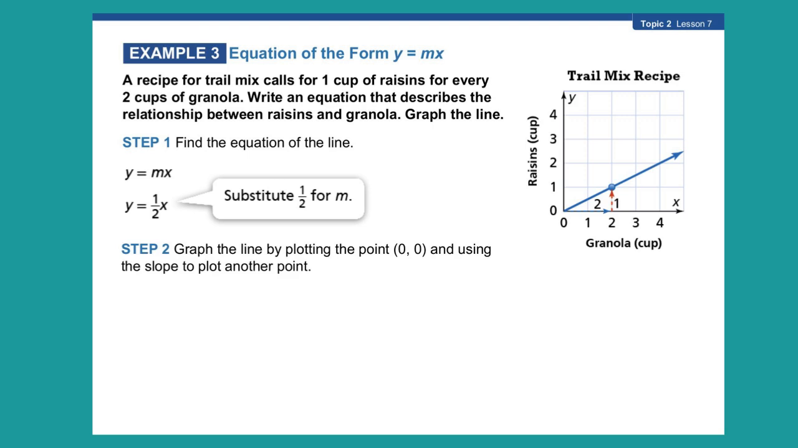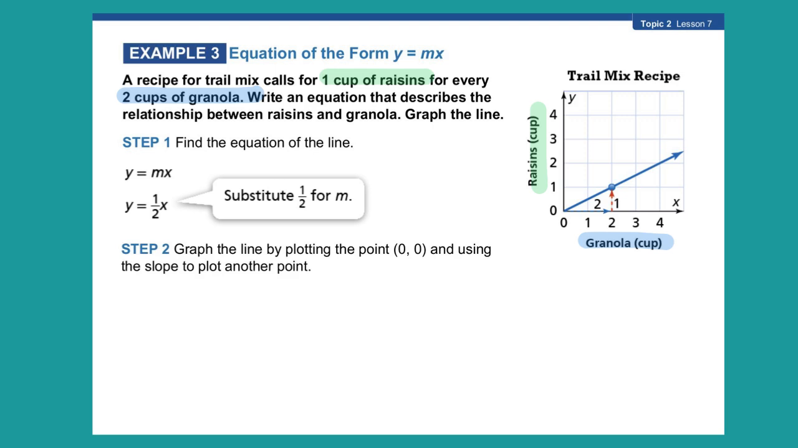This is example number 3 on page 135. A recipe for trail mix calls for 1 cup of raisins. Let's just find our labels. 1 cup of raisins for every 2 cups of granola. Write an equation that describes the relationship between raisins and granola.